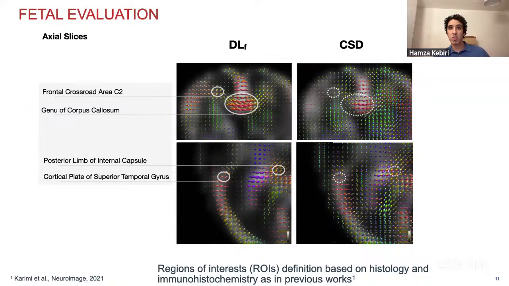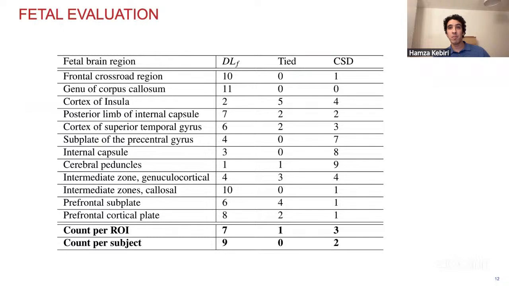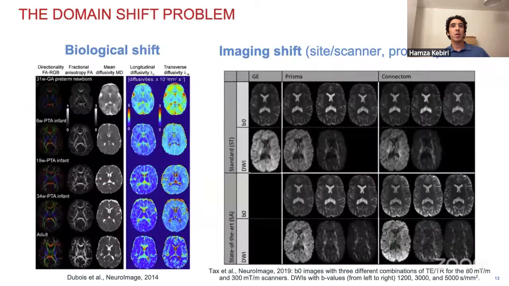And we also compare it with the classical methods. And an expert neuroanatomist, Professor Wazung at Harvard Medical School, preferred mostly this method. So basically what we did before is that we trained on preterm newborns, and then we tested on fetuses.